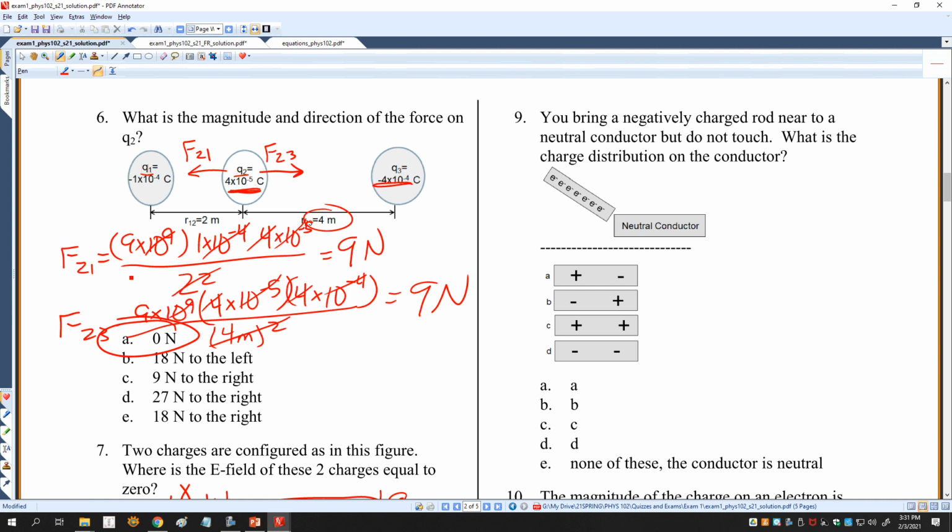All right, you bring a negatively charged rod near to a neutral conductor but do not touch. What is the charge distribution on the conductor? If I'm not touching, I'm going to get an induced charge. That means my positive charges will be here, my negative charges here. Physically what's happening is those electrons on this neutral conductor are rushing towards the end. So I have a positive and a negative.